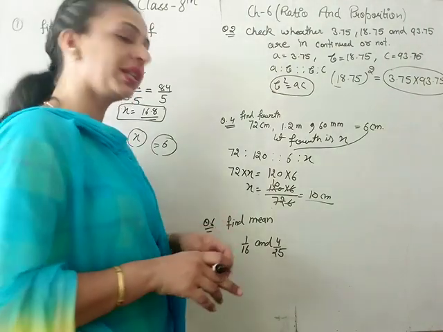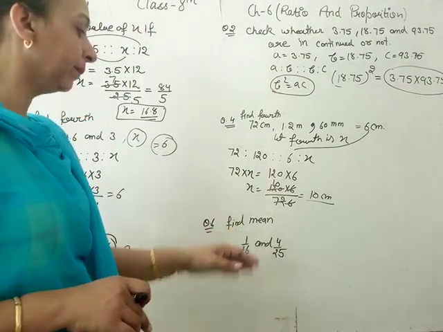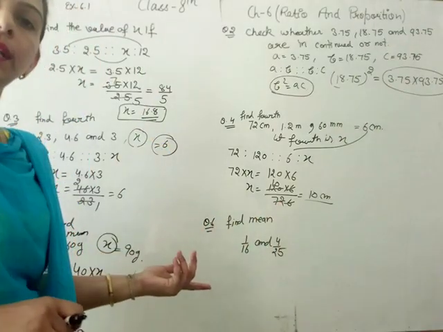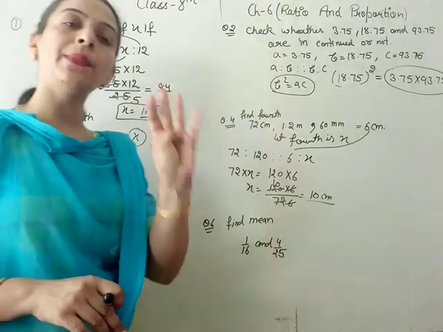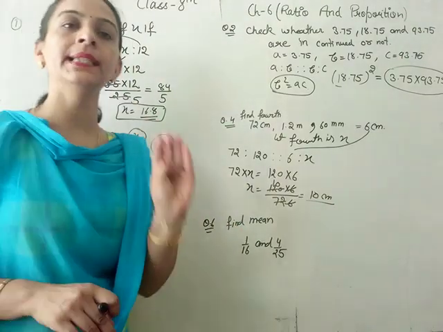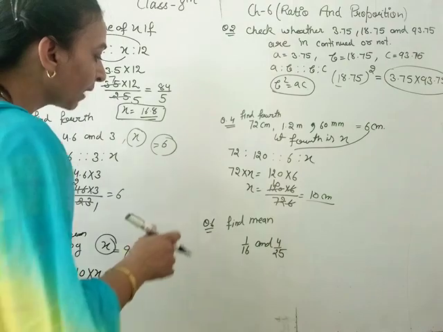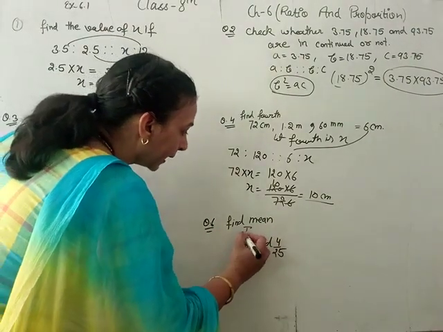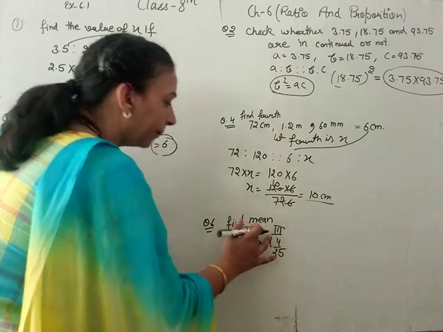Then next question, question number 6, find the mean. There are only two quantities, we find the mean, then these are in continued proportion. If we are talking about only 3, then these are in continued, but if there are total 4 quantities, then these are simple proportional. We find the mean and there are only 2, then this is first and this is third, and we find the mean.